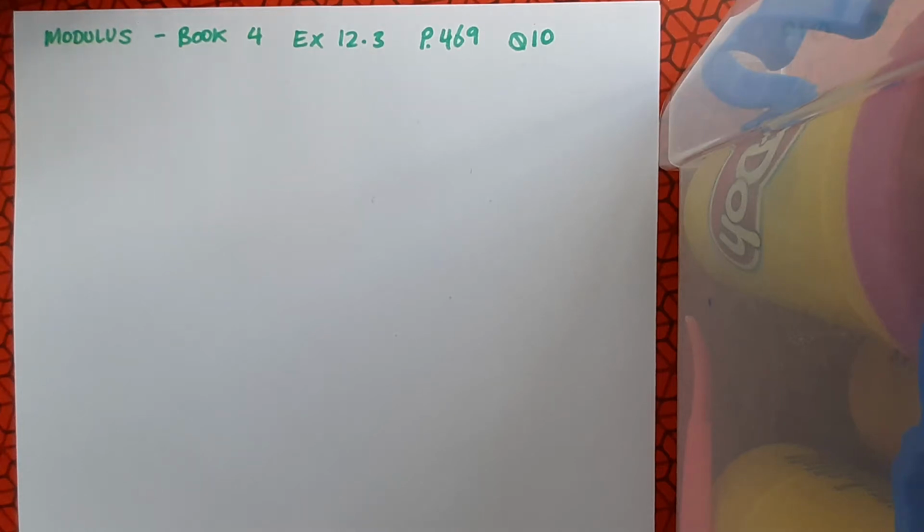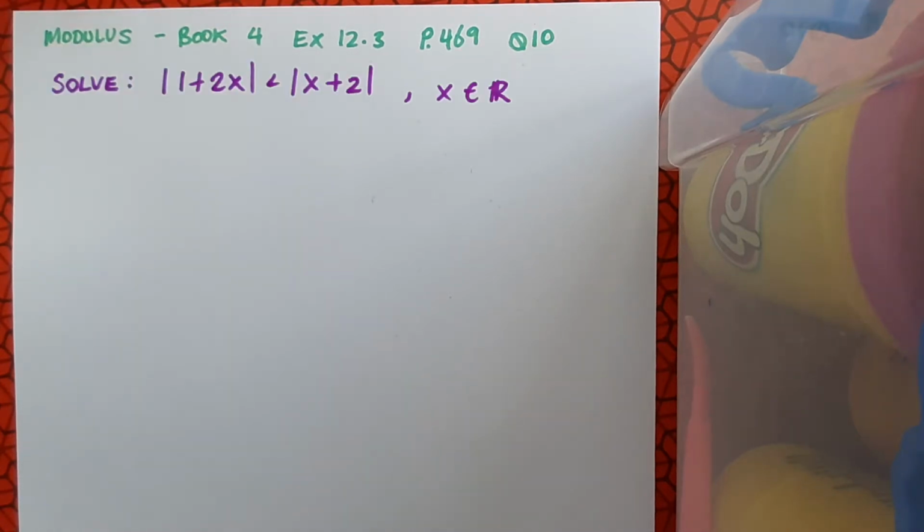This is a solution video from Book 4, Exercise 12.3, page 469, question 10. So this question is asking us to solve a modular inequality, and we're being told at the beginning that x is an element of R, so that just means that we don't need to worry about complex numbers or anything mad like that.